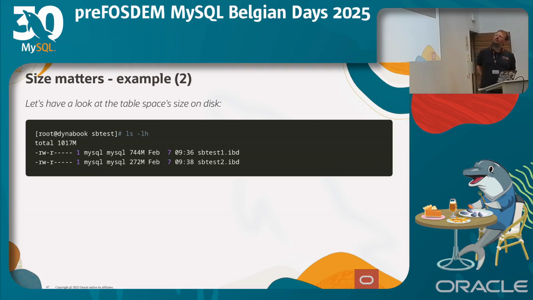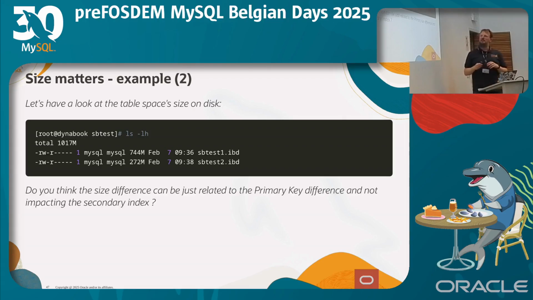So let's have a look at the tablespace for the two tables I just created, where I inserted a lot of data. We can see that the first one is more than 700 megabytes, and the second one is 272 megabytes. I inserted the same data, just the primary key value is different. So do you think this is just because of the primary key, and not related to the secondary index?